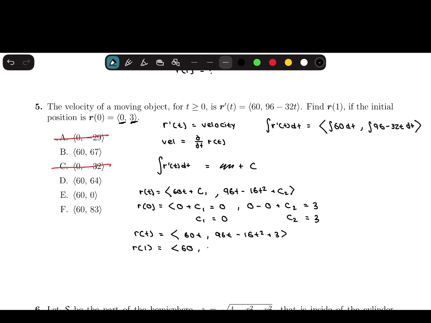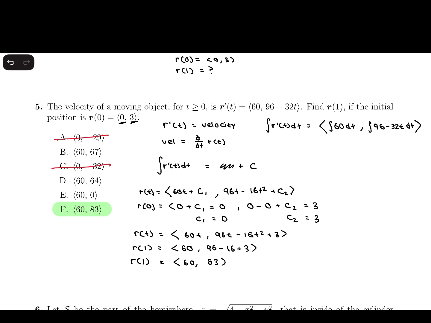You get 60, and then everything just times 1, so 96 minus 16 plus 3. 96 minus 16 plus 3 is simply just 83. So r at 1 is simply just the vector 60, 83, which aligns with our answer choice F. And that, ladies and gentlemen, is question number 5.